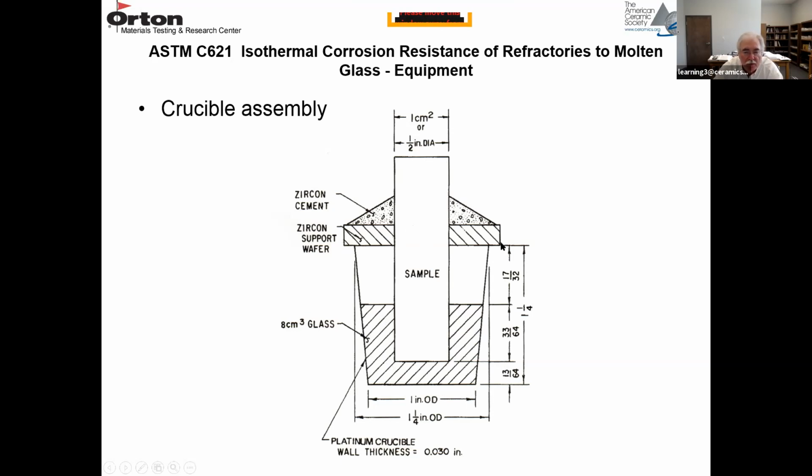And you hang your sample with a refractory top with the hole in it. This one is zircon. You don't particularly have to use that, but you need a refractory top. And you cement the sample in so it doesn't move. So you have this fairly exact setup.